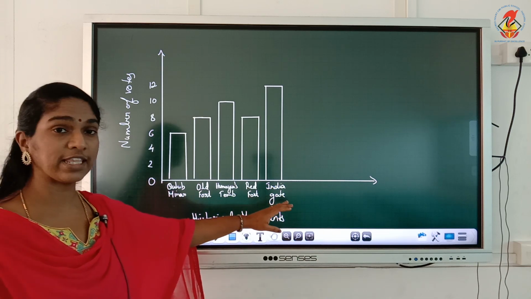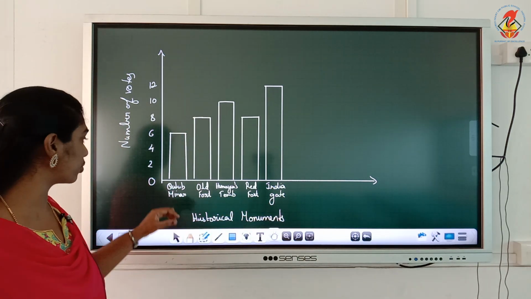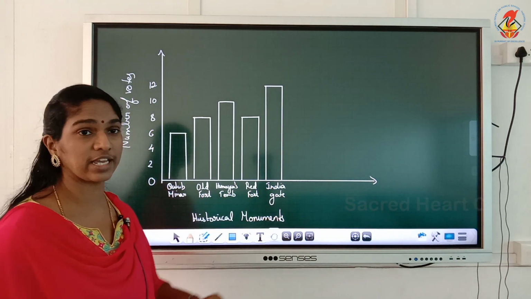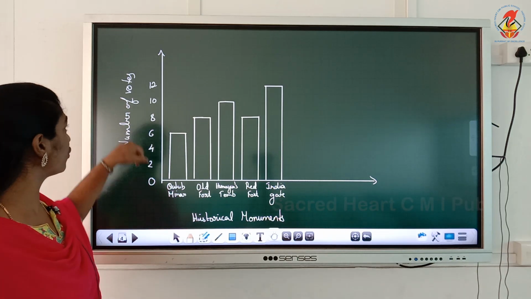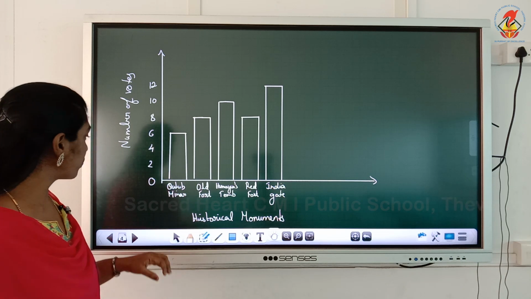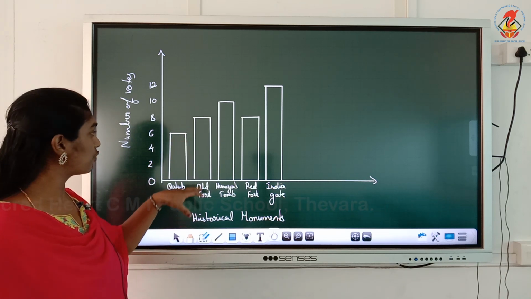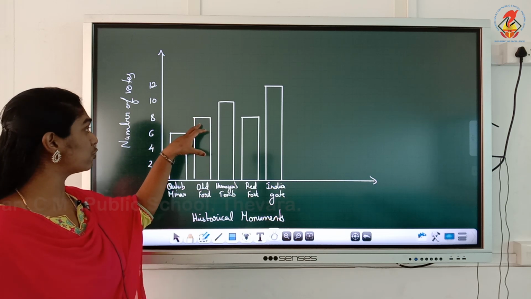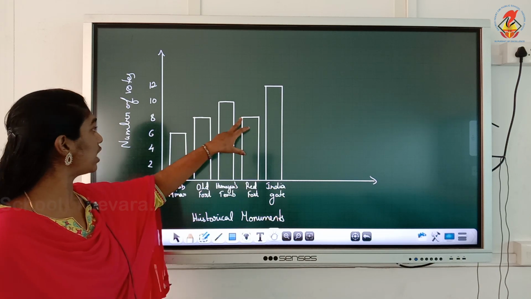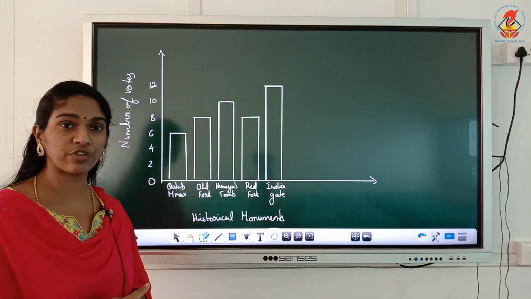In the horizontal line they are showing the information, historical monuments. Which monuments do they want to go to? Qutub Minar, Old Fort, Humayun's Tomb, Red Fort and India Gate. And here is the number of votes given by the students. How many students wanted to go to Qutub Minar? 6 students. For Old Fort, 8 votes. Humayun's Tomb, 10 students. Red Fort, 8. India Gate, 12. So this is the information that we have got from the bar graph.